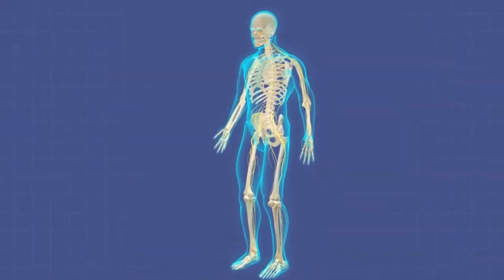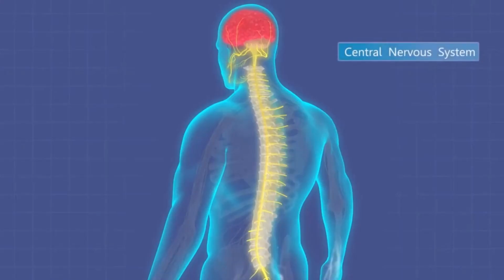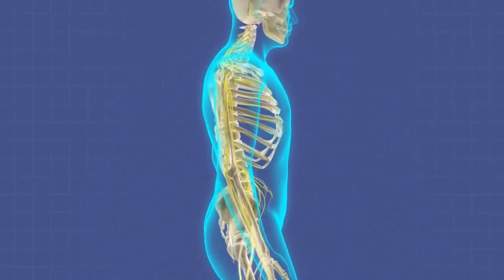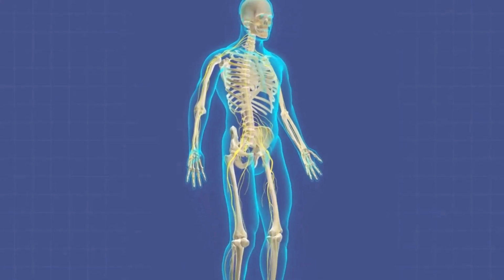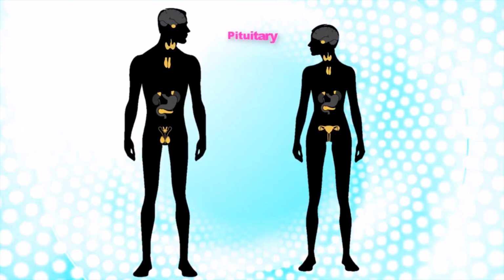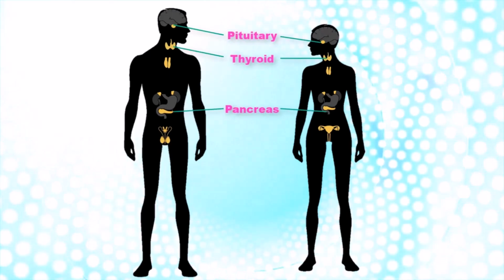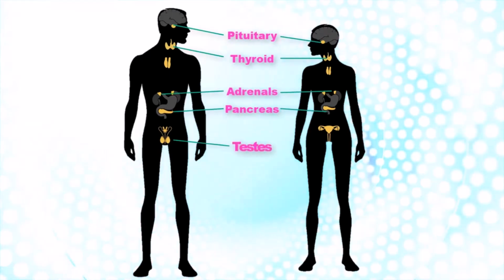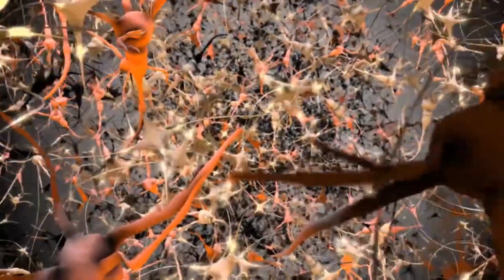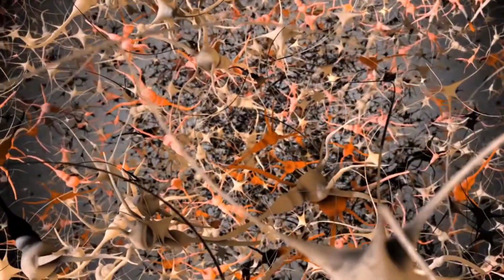The nervous system includes the brain, the spinal cord, and the peripheral nerves. The nervous system functions to detect and process sensory information and to activate the body's responses. The endocrine system includes the pituitary gland, the thyroid gland, the pancreas, the adrenal glands, and the testes in men or ovaries in women. The endocrine system secretes body hormones and regulates body processes.